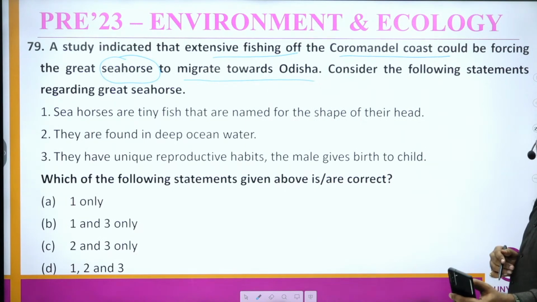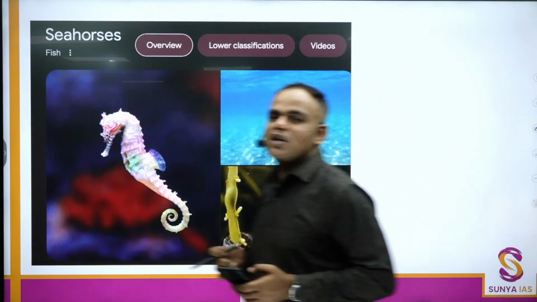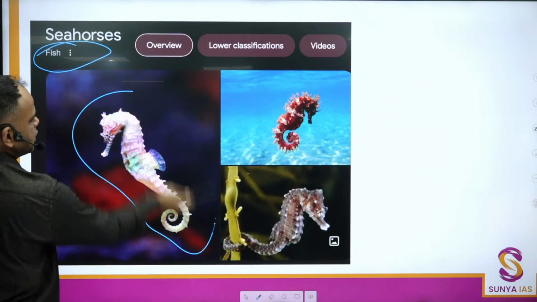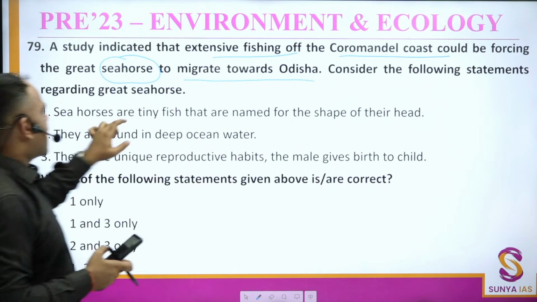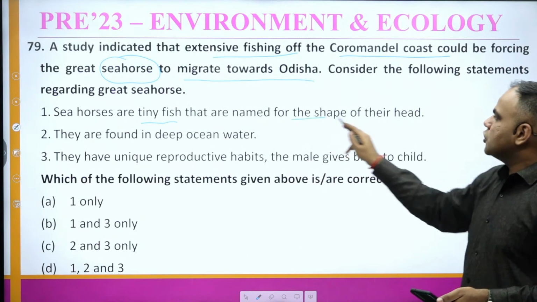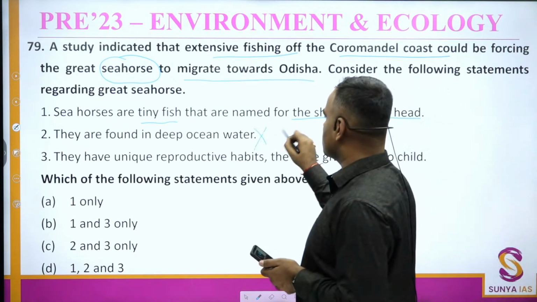Now, first of all, you need to know what is seahorse. Seahorse is of course not a horse. Seahorse is basically a fish, and this is how the seahorse looks like. So even one question can be based on this particular fact. What is a seahorse? These are tiny fish that are named for the shape of their head. So that is correct. Are they found in deep ocean water? No, they are actually found in shallow waters, not deep ocean waters.